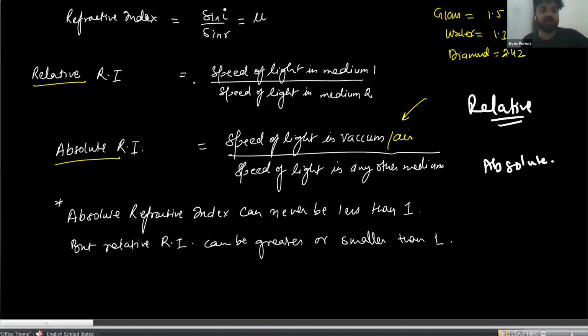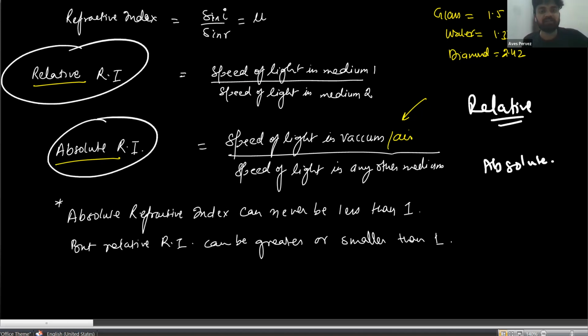Now you got it. So you see here that there are two types of refractive index. Hamid, please wait for 1 minute. Okay, one or 2 minutes. Are you there?